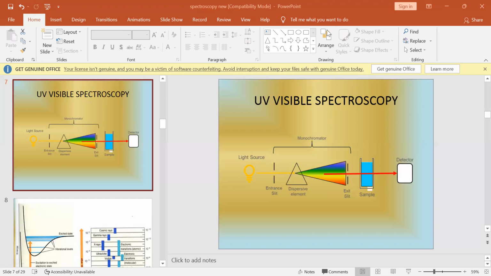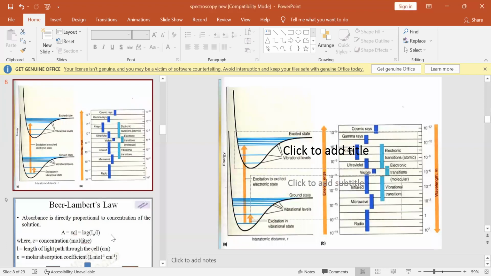When UV visible radiation is incident on the sample, the sample absorbs the radiation, thereby leading to electronic transitions. See here, the electronic transitions go from a lower energy level to a higher energy level, that means from the ground state to the excited state. Electronic transitions take place in general by the absorption of UV visible radiation.